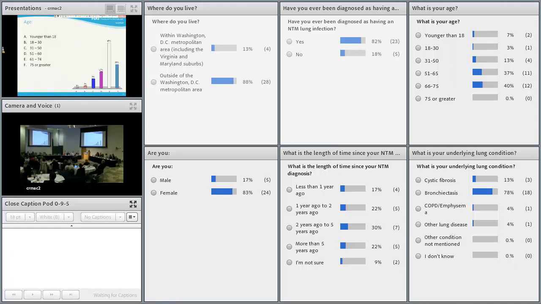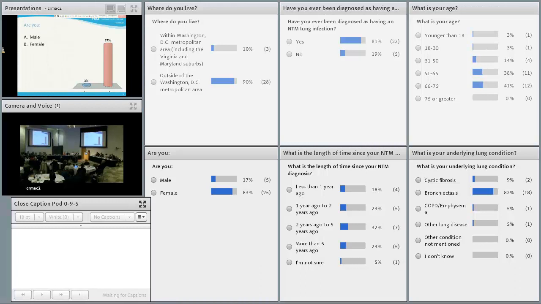Okay, so it looks like just about half of you in the room are within that 61 to 74 age group, but it looks like we have a very nice distribution of folks between 18 to 75 or greater. Okay, again, for patients or caregivers answering on behalf of a patient, are you male or female? Okay, it looks like mostly all of you in the room are female or you're here representing a female. Okay?